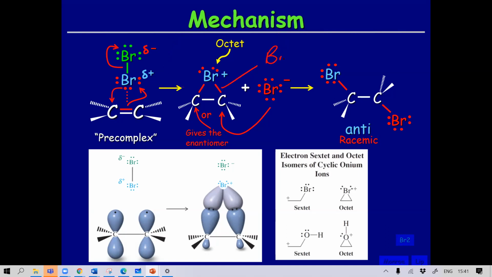That's a bromonium bridge. It is important because of the octet rule. Now, again, this is not always the case, and in these reactions you might have the sextet rather than the octet, but octets are normally favored.